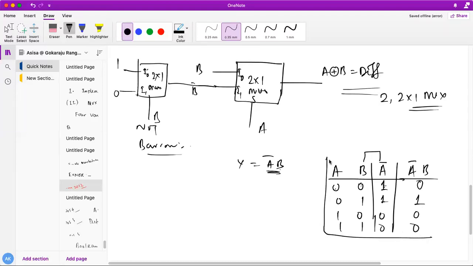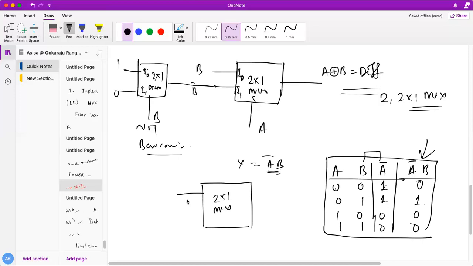Am I correct, students? Next, I have told you how to design this particular function using a 2 cross 1 mux. This is my I0, I1, and this is my select line S. My output Y, which I am expecting, is nothing else but the borrow, which is actually A bar B.